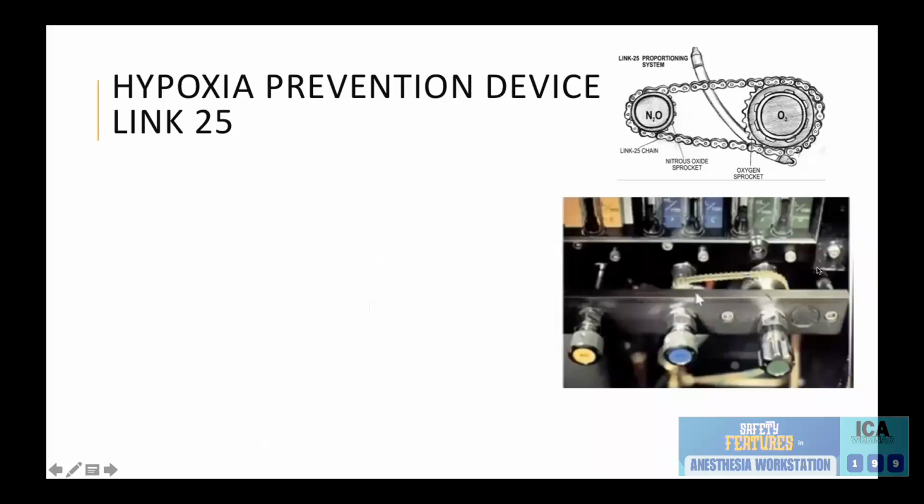Coming on to link 25, I'm sure you have seen bicycles with this figure. See, there are two wheels which have sprockets in them, and there is a chain across. So this similar mechanism is present in the flow control valves of oxygen and nitrous. This is nitrous, this is oxygen. We can identify because this is the wider, more protruding valve, bigger, more polluted.